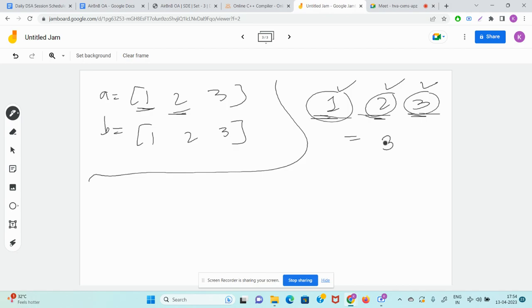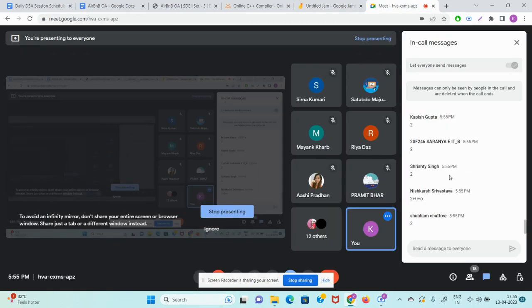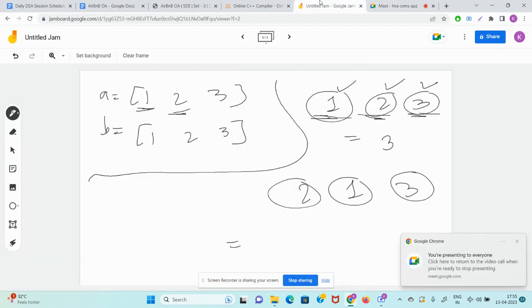Guys, now tell me, what will be the cost if I do it like this: 2, 1, 3? If I pick first the second stone, then the first stone, then the third stone, what will be the cost in this case? Everyone tell me. First I pick up the second stone. See, it is better. Only 2 rupees, or 2 cost.